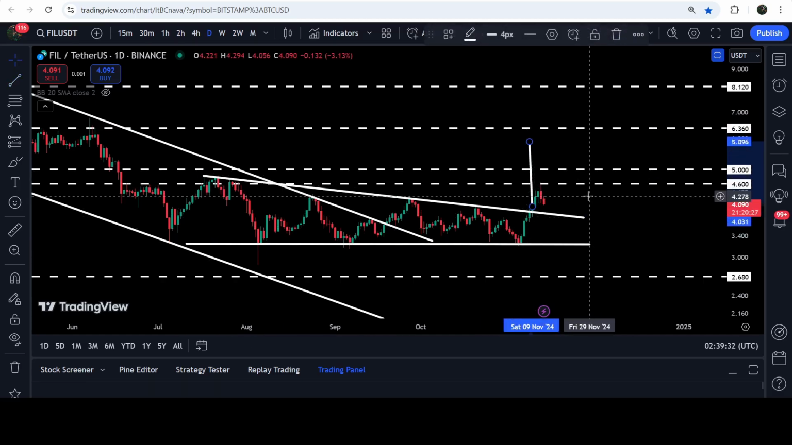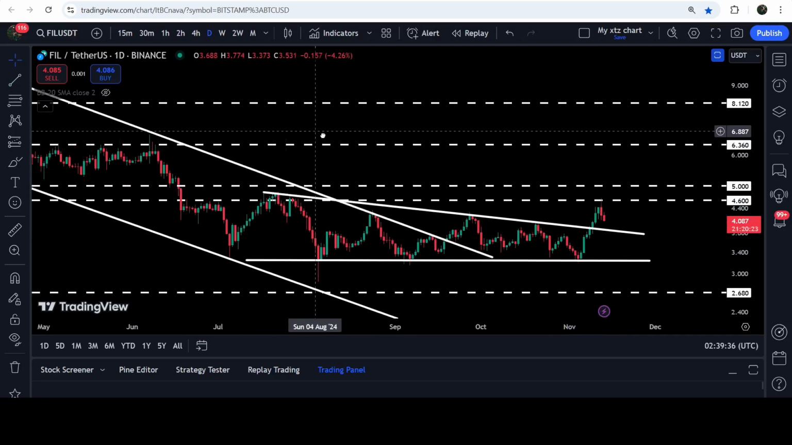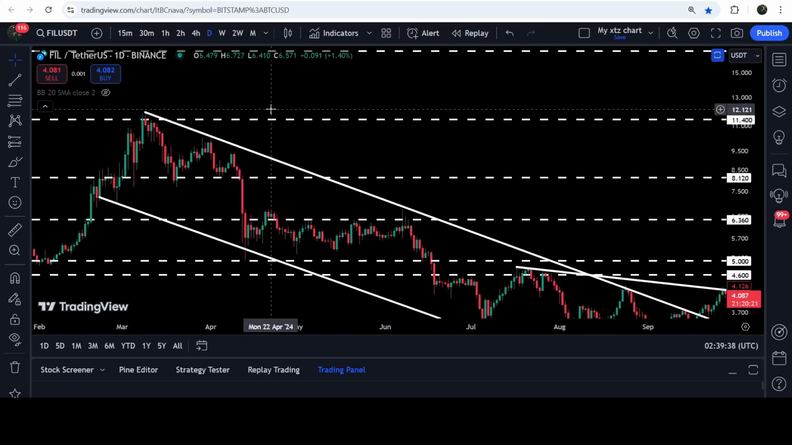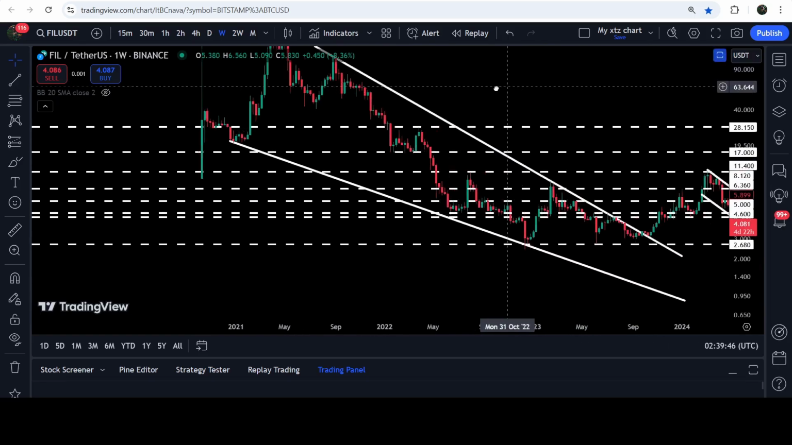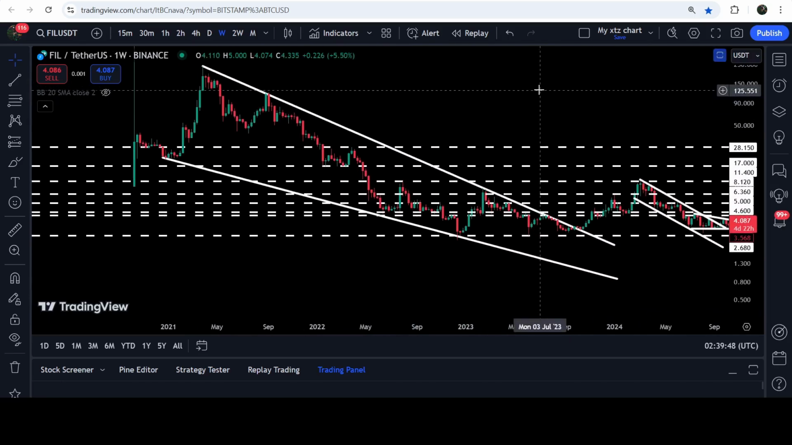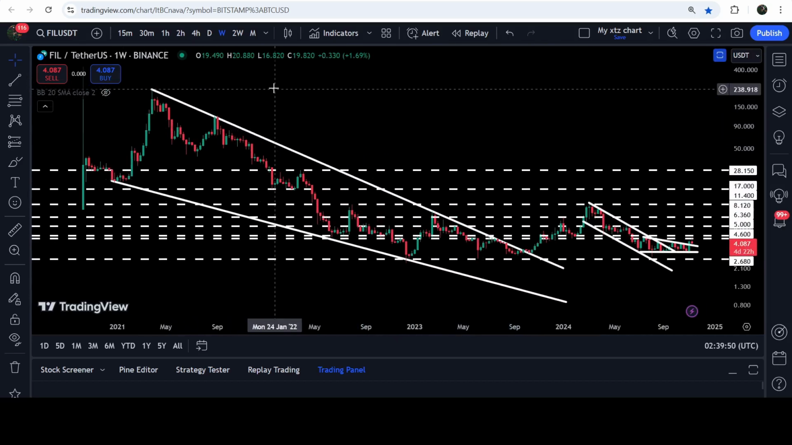By the way, the technical target for the breakout from this triangle can be here, that is approximately at $5.89 or 90 cents. And the target for the breakout from this channel is, by the way, here at the top of the channel, that is approximately at $11.80. Now if we take a look at the weekly time frame chart, here we have already broken out of this very big and long-term falling wedge pattern, and the long-term target for this breakout is here at the top of the wedge, that is somewhere between $250 to $300.